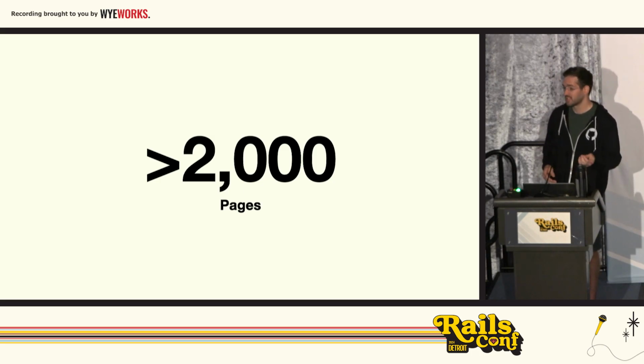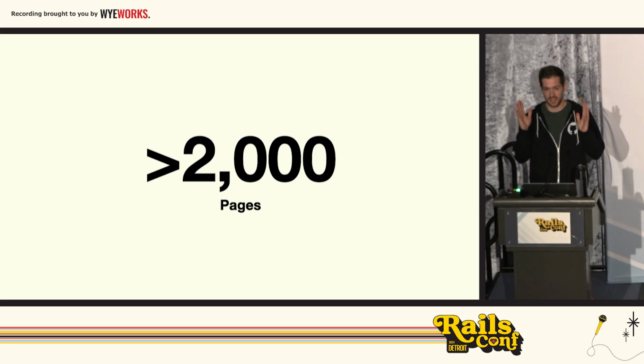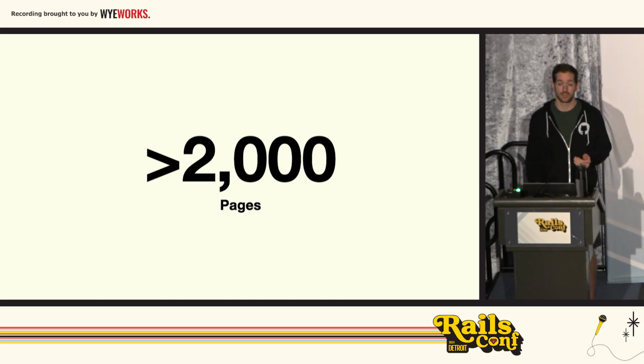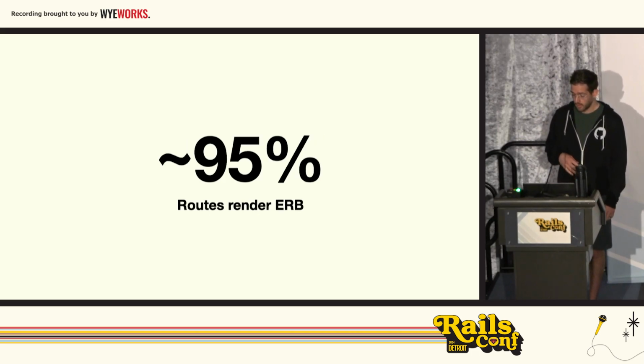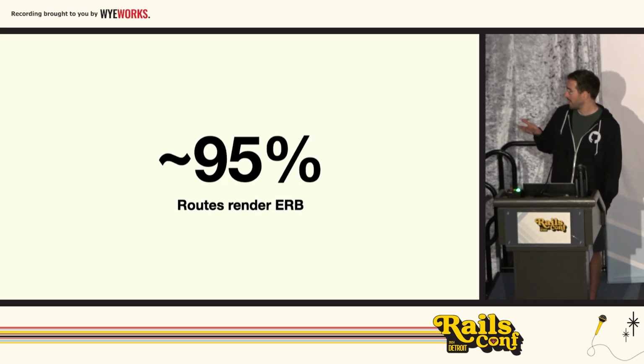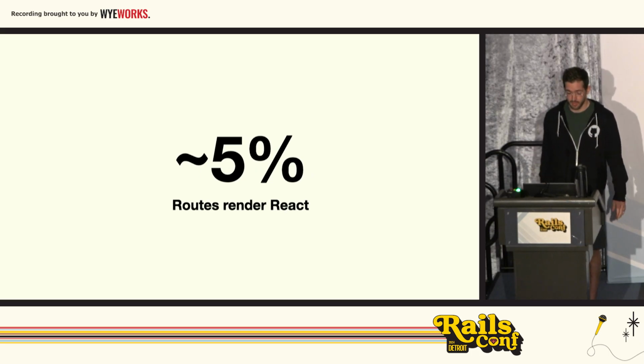Somewhat unique to our application is we have over 2,000 unique pages. This is literally like you go to a URL and it looks like something. We have 2,000 of those, which I've heard from talking to other people in the industry is very different than other companies of our size. Like Shopify, I know, for example, their public-facing surface area is maybe even almost an order of magnitude smaller, at least for their kind of equivalent measurement. Also, about 95% of our UI is still rendered in ERB, although we're starting to migrate some stuff to React. That's about 5% of the company.